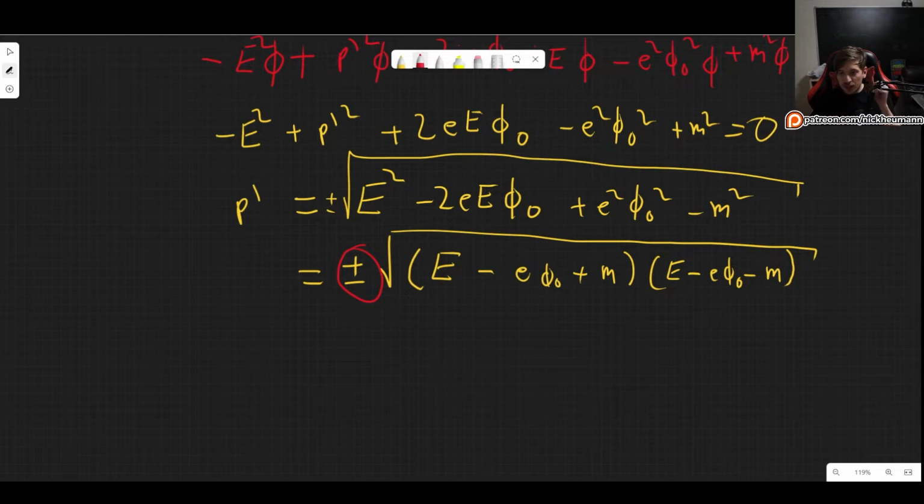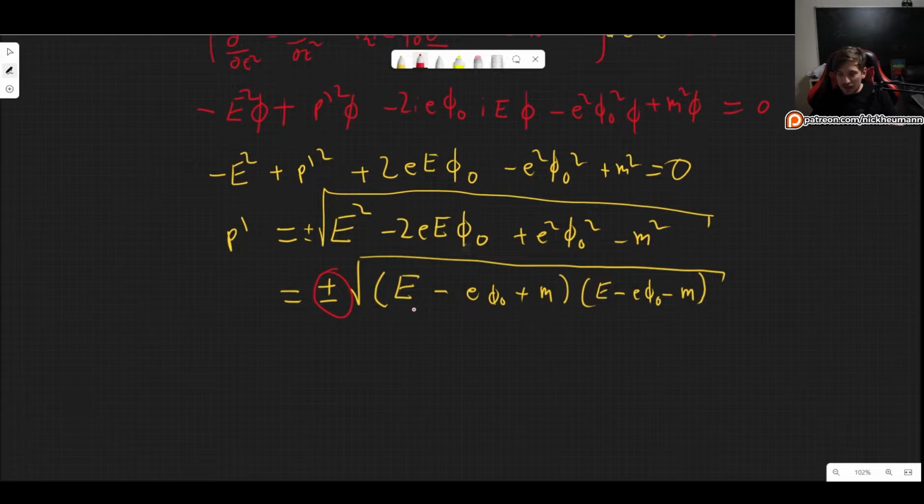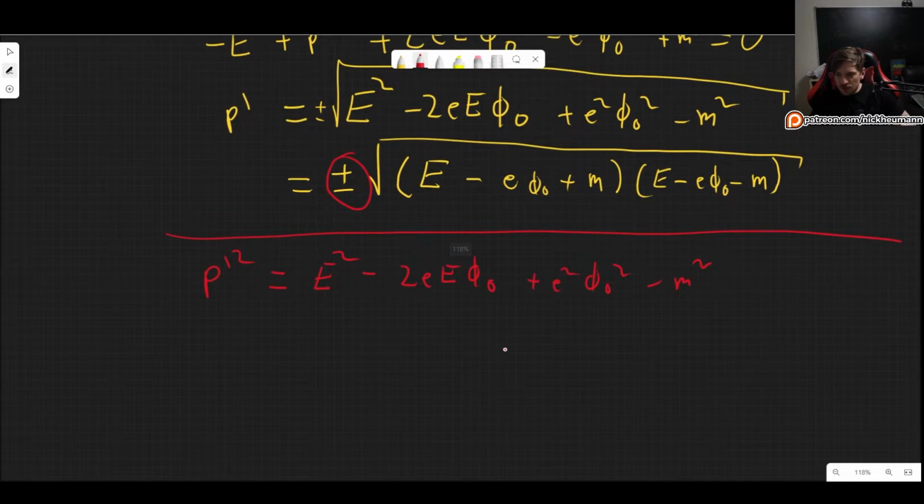Well, something we can do is just go back a few steps. Just go back here, for example. Let's square this expression, with a parenthesis here. So p prime squared is E squared minus 2E phi 0 plus e squared phi 0 squared minus m squared. So we want to find some condition for these terms that tells us when to choose.